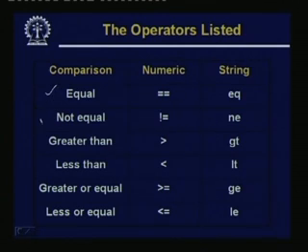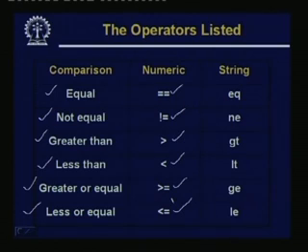The operators are listed in a tabular form here. There are 6 comparison operations: equal, not equal, greater than, less than, greater than or equal, less than or equal. For numbers, these are identical to what is available in C, but for strings you use mnemonics: EQ, NE, GT greater than, LT less than, GE greater equal, LE less equal. So, when you are using a comparison operator, the context should be clear to you. Depending on the context, you will be using either the ones for the numerics or the ones for the strings.